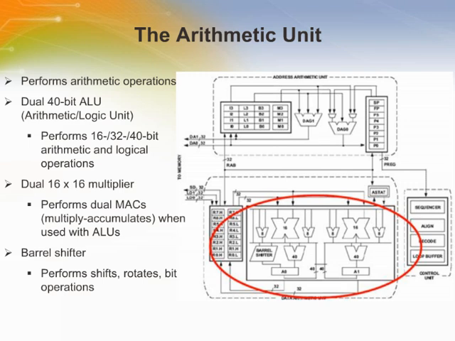The arithmetic unit, of course, performs the arithmetic operations in the Blackfin. It has a dual 40-bit ALU, which performs 16, 32, or 40-bit operations, arithmetic and logical. We also have a pair of 16 by 16-bit multipliers, so we can do up to a pair of 16-bit multiplies at the same time, and when combined with the 40-bit ALU accumulators, we can do dual MACs in the same cycle. There's also a barrel shifter, which is used to perform shifts, rotates, and other bit operations.